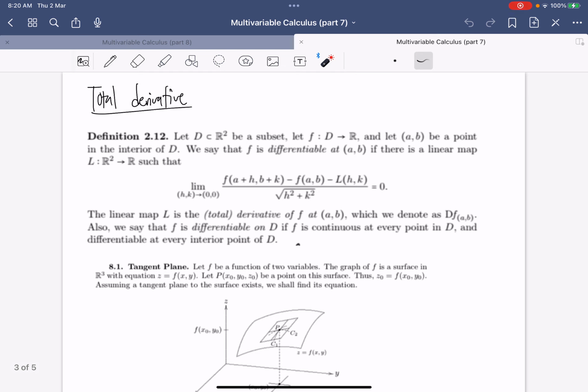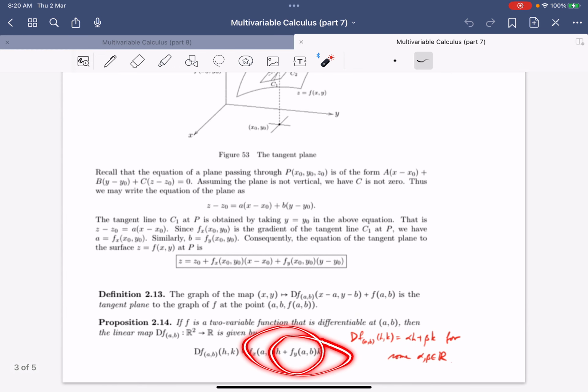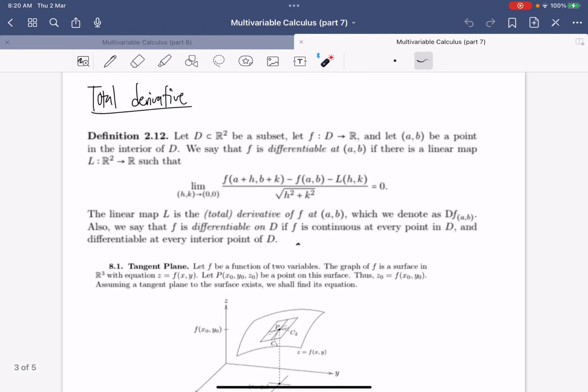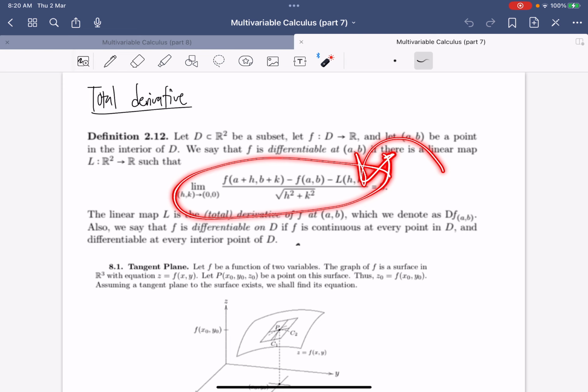And so really, when you want to show that something is differentiable, you can actually just find the partial x and partial y first, and the linear map has to be equal to that linear function. And as a result, you can plug that linear function into this definition and check whether this limit equals 0.